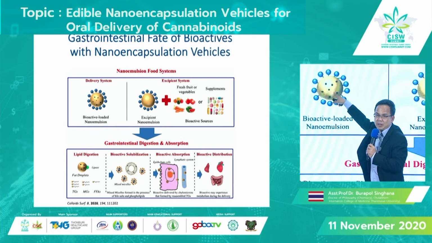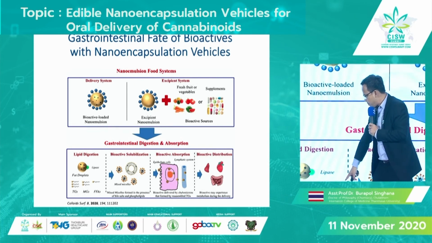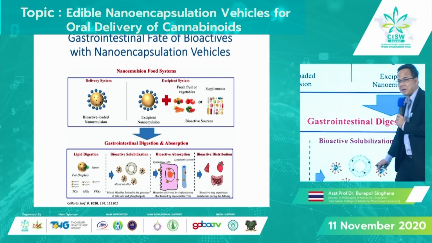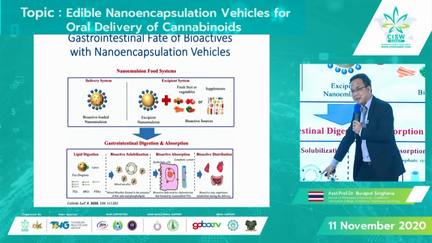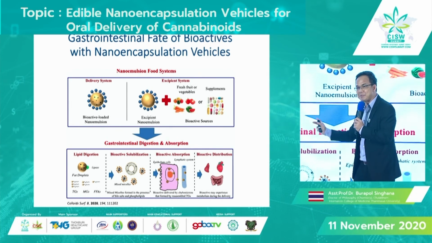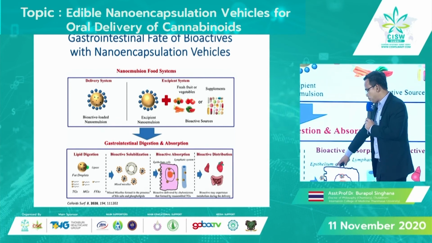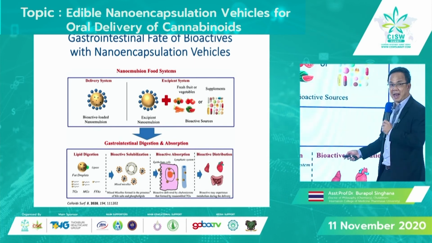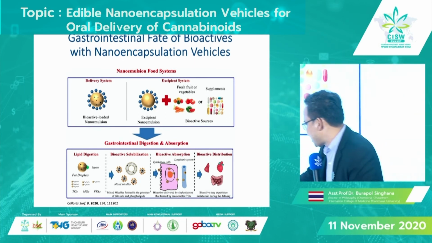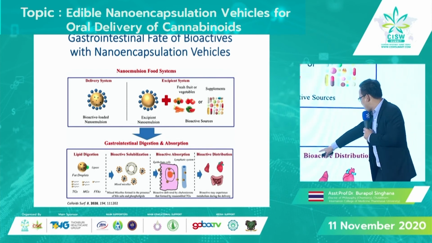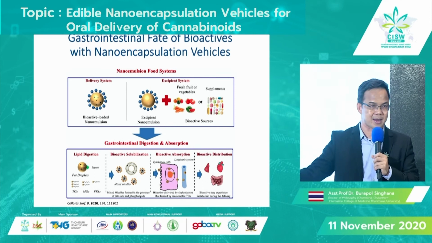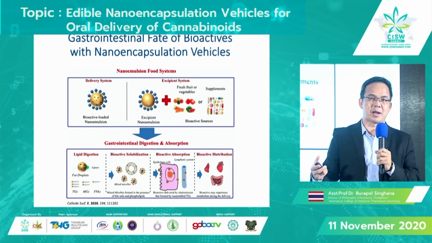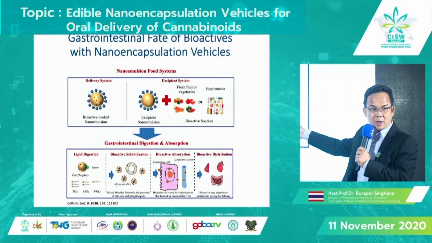They form diglyceride, monoglyceride, and free fatty acid. After that, they assemble themselves to form mixed micelles again. At this step, they encapsulate the drug, and the drug is taken into the epithelial cell. There they form chylomicrons, which are transported to the lymphatic system, and then the bioactive is distributed to other organs. This is how a lipid-based nanoemulsion or nanoparticle is used to deliver phytochemicals.